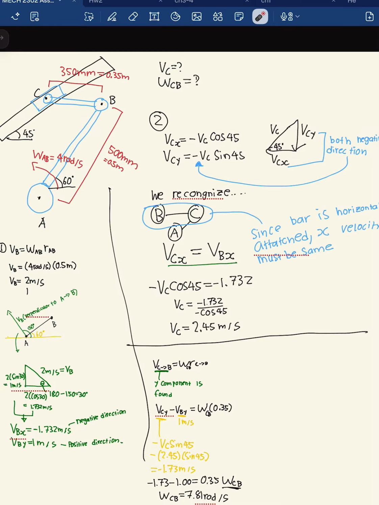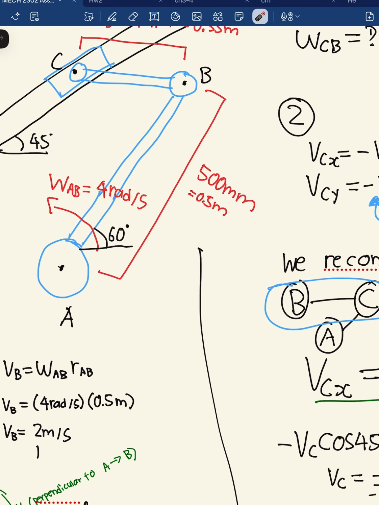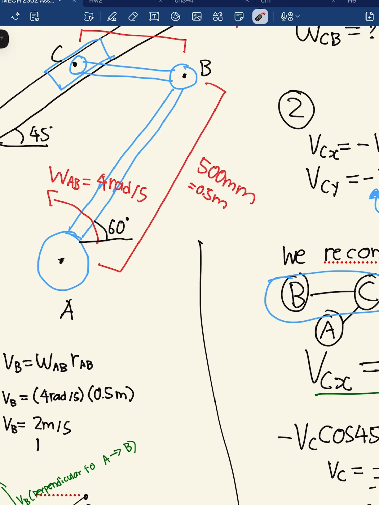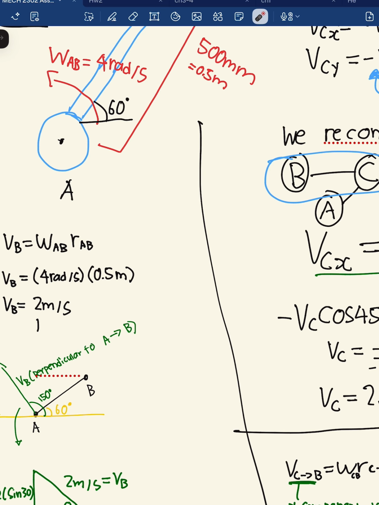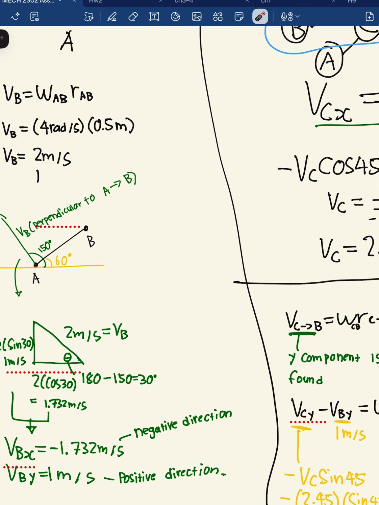21982436. So we're going to be solving for velocity c and angular velocity of c to b. First of all, given the angular velocity of a to b and radius of a to b, we can solve for velocity of b, which is 2 meters per second.